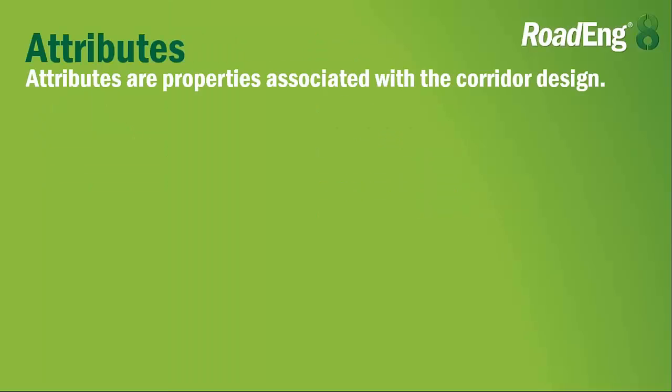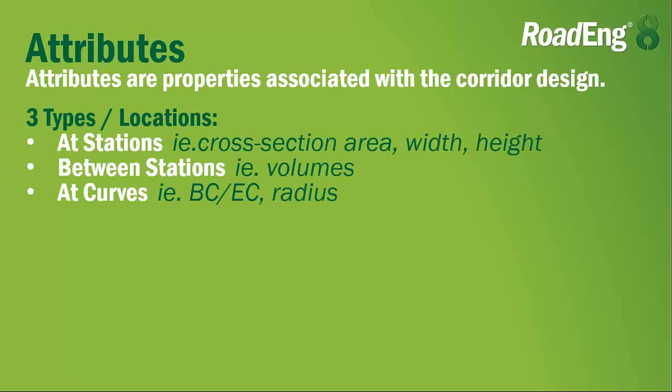So attributes. Attributes are properties associated with your design. This is particularly relevant to the location module of our RoadEng software. And there are really three types or locations of attributes. Attributes at stations, for example, cross-sectional area, width or height. Between stations, for example, volumes, and at curves. We've got begin curve, end curve, and radius as examples here.